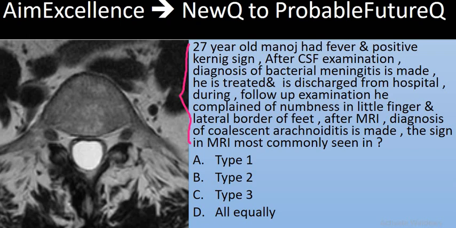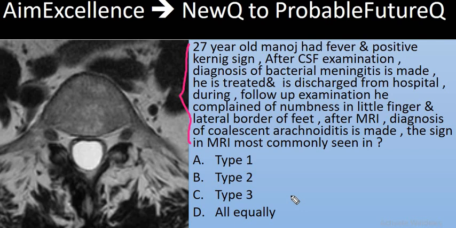Now, a 27-year-old male, Manoj, had fever and positive cardiac sign. After CSF examination, diagnosis of bacterial meningitis is made. He is treated and is discharged from the hospital. During follow-up examination, he complained of numbness in little finger and lateral border of feet. After MRI, diagnosis of coalescent arachnoiditis is made. The sign in MRI is most commonly seen in. There are three types: type 1, type 2, type 3, are all seen equally.